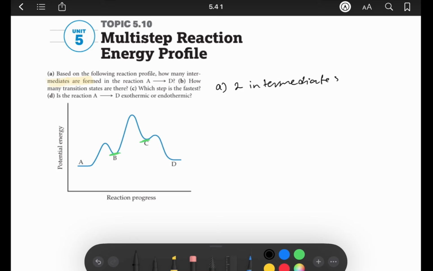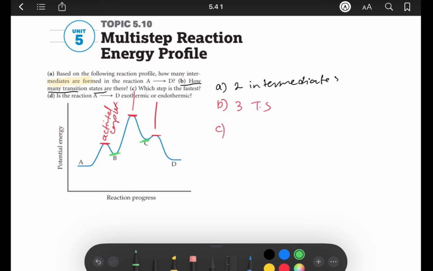Now, B asks how many transition states there are. The number of transition states represents the number of steps. So we have transition state number 1, transition state number 2, and 3. Sometimes the transition state is referred to as the activated complex, so the number of activated complexes refers to the number of steps. Here we have 3 activated complexes, or 3 transition states, so the answer would be 3 transition states.